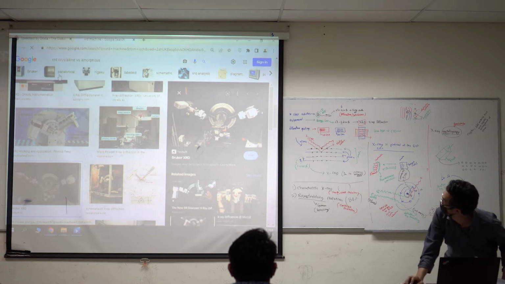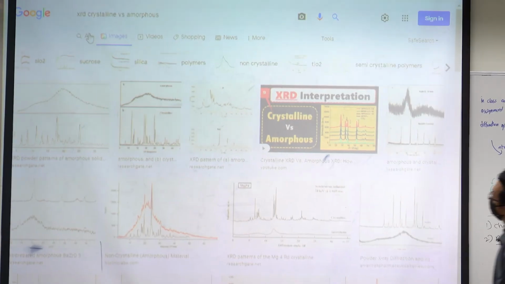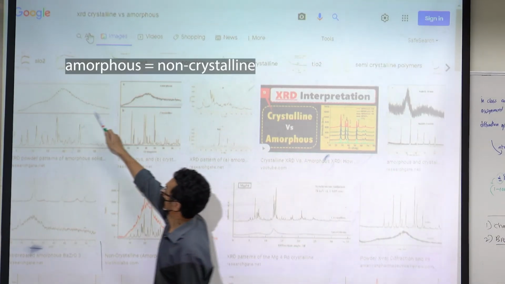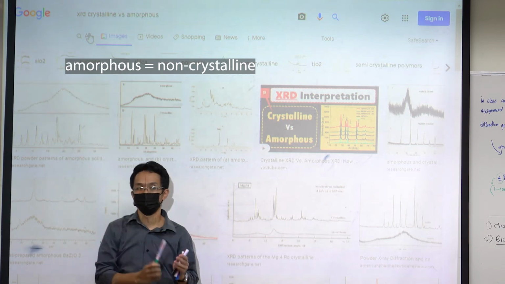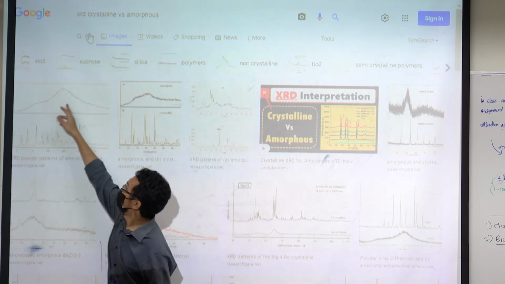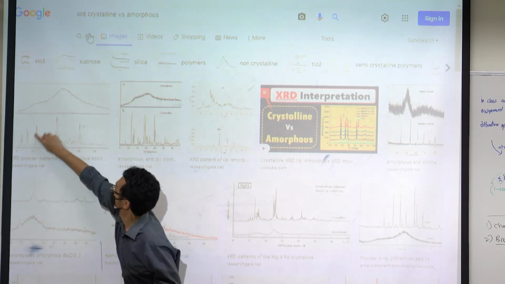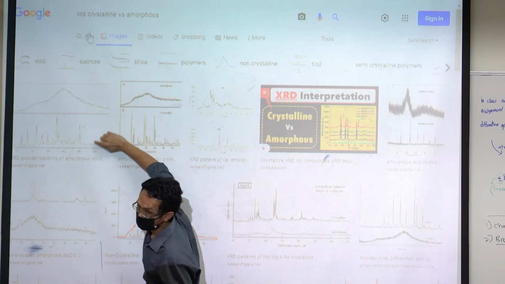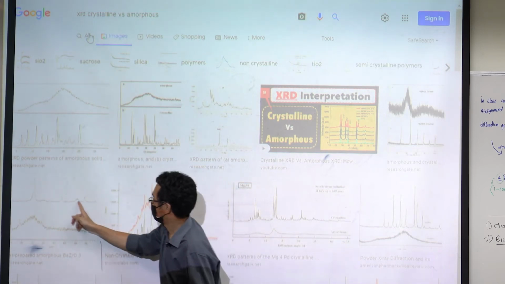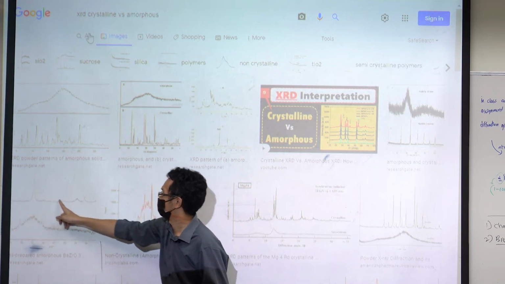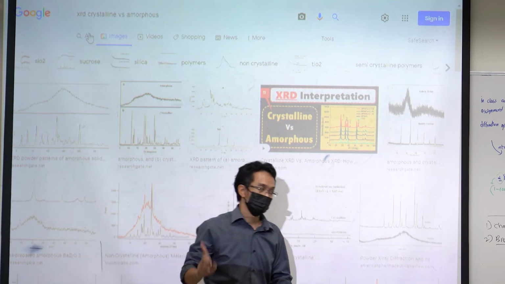So you see the image between SRD. You can see, if you have amorphous material, you get something like this. You don't have a peak. If you make a nice crystal, you get something peak like this. So this is the difference between amorphous, and the peak here is crystalline.